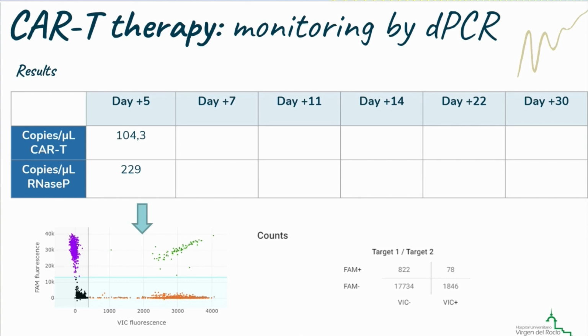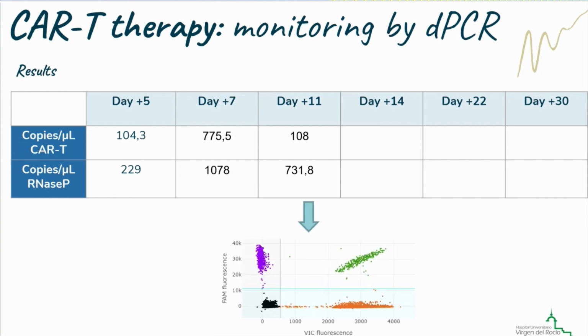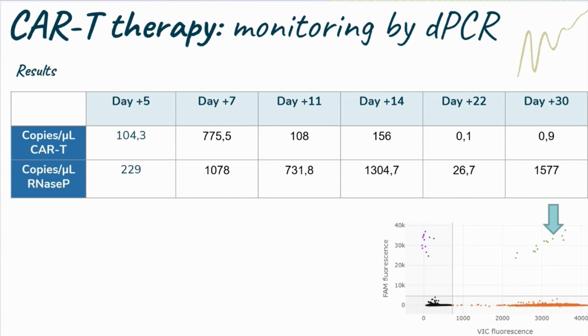This is a real example of a patient. Here we have the figure that the software gives you. Here we can see the blue fluorescence that shows the amplification of the RNase P gene, and here we have the green fluorescence that shows the amplification of the CAR-T gene. And the software gives you the copies per microliter of CAR-T and RNase P in each sample on days 5, 7, 11, 14, 22, and 30.